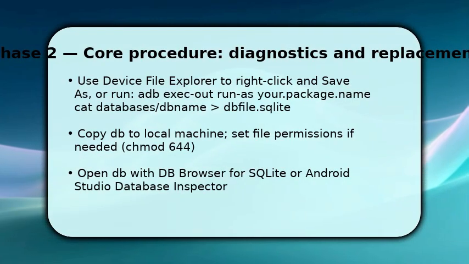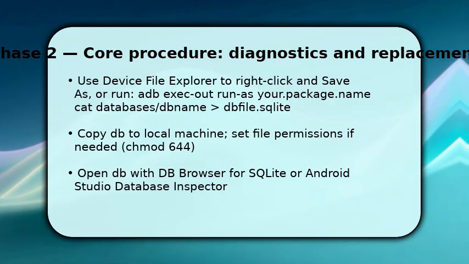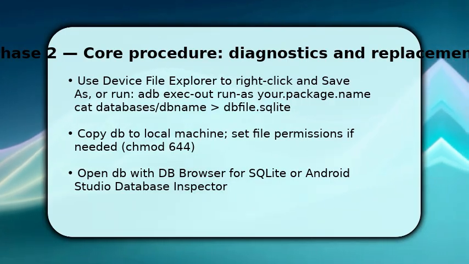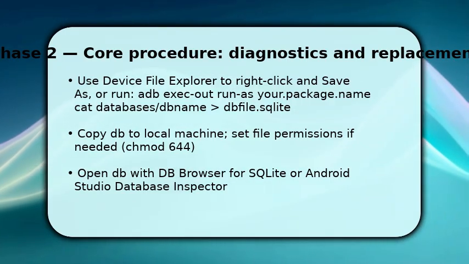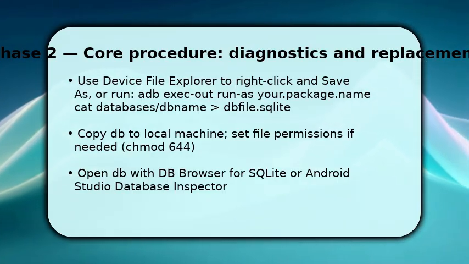Once the database file is accessible, extract it to your computer. You can right-click Save As in Device File Explorer or run adb exec-out with run-as to stream the file. This avoids root. After copying, check permissions. Set them to readable so your desktop tools can open the file.